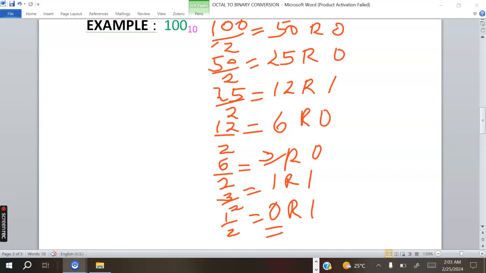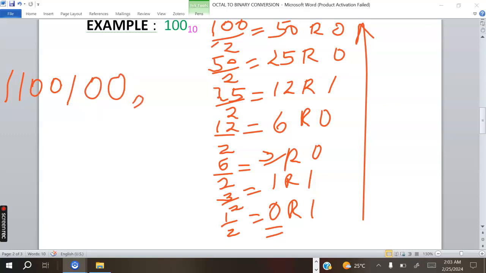Okay, having done that, the next step is to read your remainders upward like this. I usually prefer to use the arrow to give me a rough idea of how to get the answer. So you write your answer: 1, 1, 0, 0, 1, 0, 0, base 2.